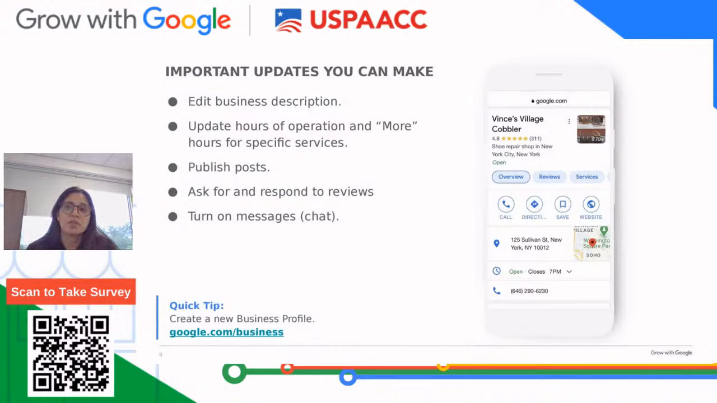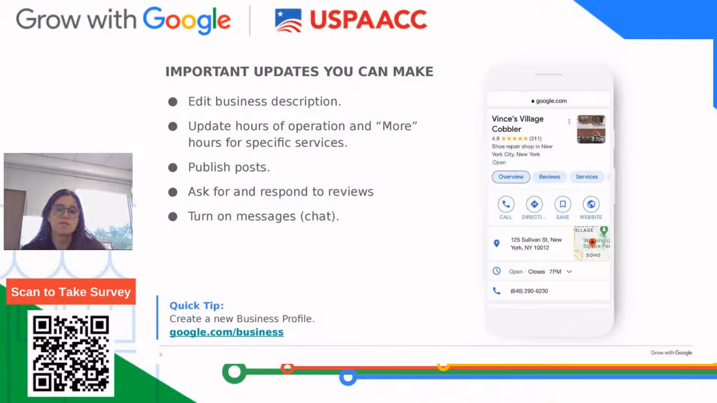You can publish posts to share updates and read and respond publicly to customer reviews. We'll share some tips on how to help you with some of these responses. And you can also turn on messages, which is labeled as chat in the business profile. If you turn this optional feature on, it allows customers to send messages to your business directly from your business profile on mobile devices.